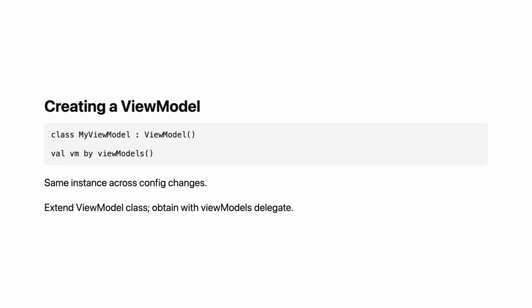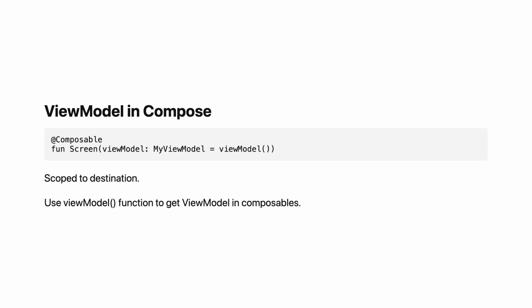In Compose, use the viewModel function. @Composable fun MyScreen(viewModel: MyViewModel = viewModel()). Gets or creates the ViewModel. The ViewModel is scoped to the navigation destination or activity. Same ViewModel across recompositions. Access state from ViewModel, call functions on ViewModel. The composable reacts to state changes.